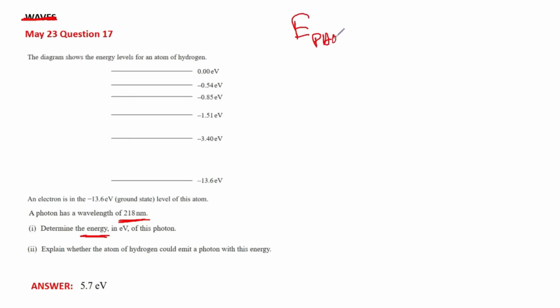can be found out using one of two ways, either in terms of frequency or in terms of wavelength. Since the wavelength is given here, we'll be using hc by lambda. So again, a small request from my side. Please put in the values and find out the energy of the photon in joules. Pause the video and do this for me, please.